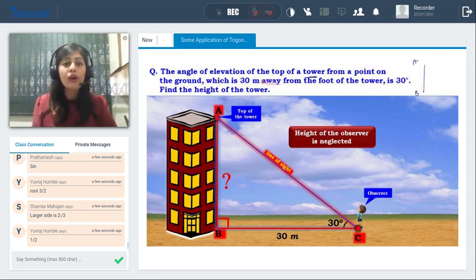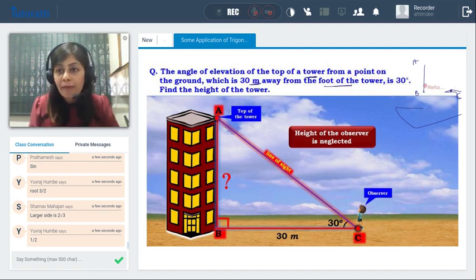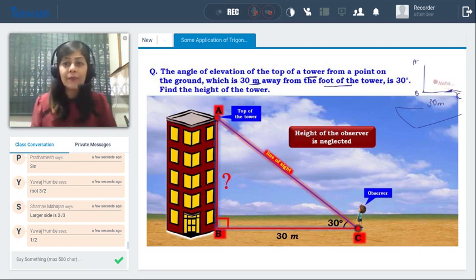Next, what do we have? From a point on the ground, which is 30 meters away from the foot of the tower. First thing, we have a point on the ground. Let's mark that point as C. This point is at a distance of 30 meters from the foot of the tower. So from B, the distance of C has to be 30 meters. Yes.